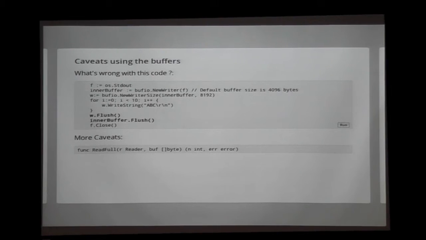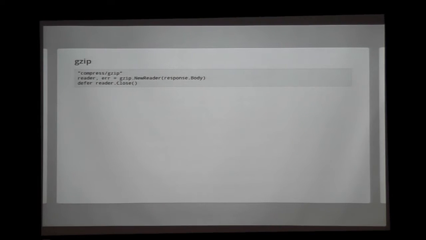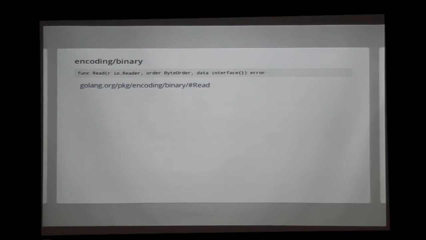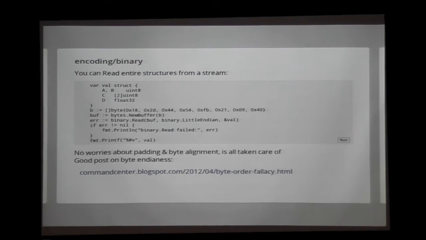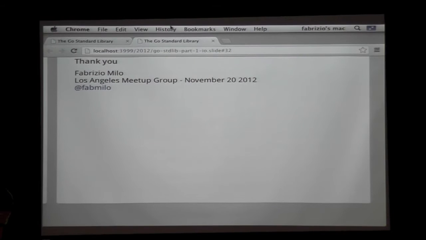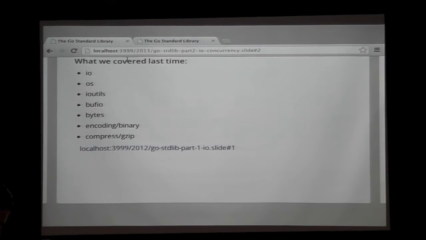Some examples of gotchas. For example, a buffer always needs to be flushed, otherwise you might have incomplete streams. An example of using compression with the gzip library, and the binary library that allows us in particular to serialize and deserialize entire structures. Okay, and this was last time.